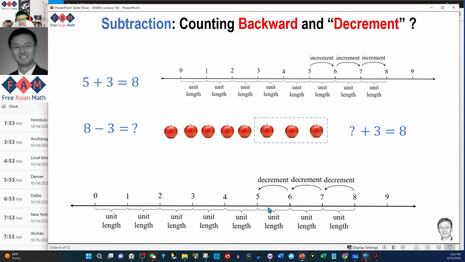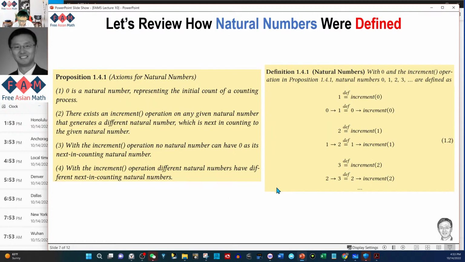But we will see that in a moment. With this understanding, subtraction should be fairly understood as an inverse of addition. So let's first review how we actually define addition rigorously. And that involves how the natural numbers were defined in the first place, right?